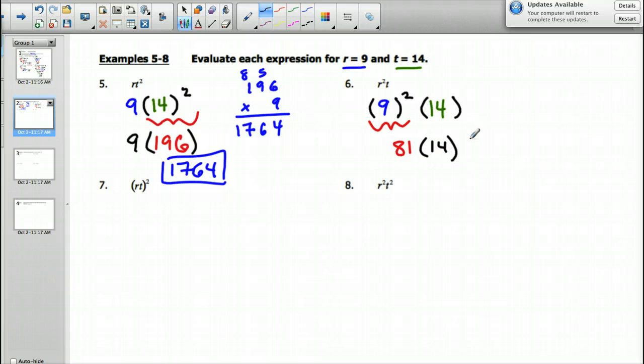Okay, to save myself some time, I've got my iPhone sitting next to me, so I'm just going to use my basic calculator app on that one right there. And so 81 times 14, I get 1,134.